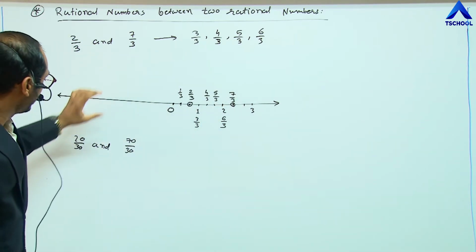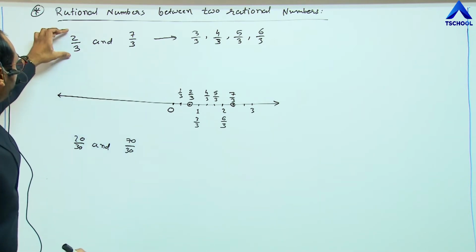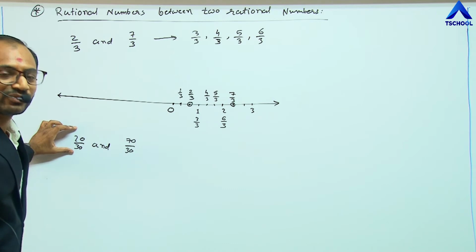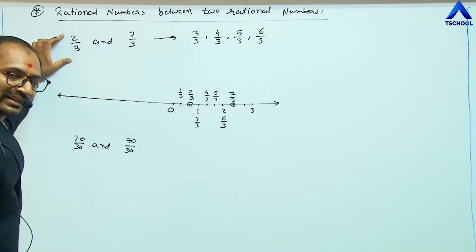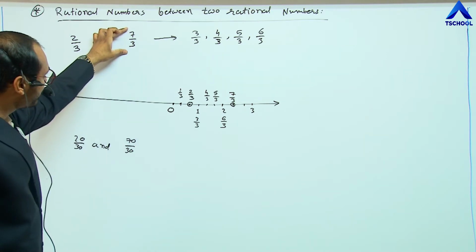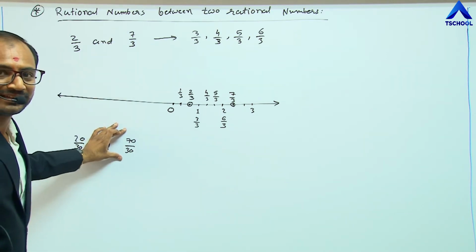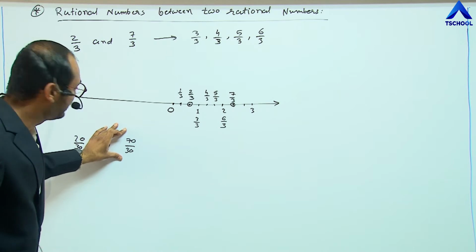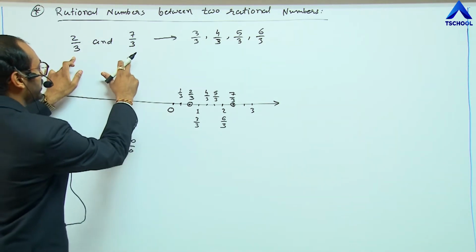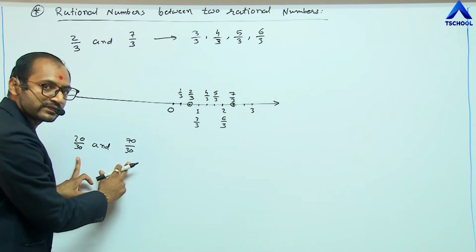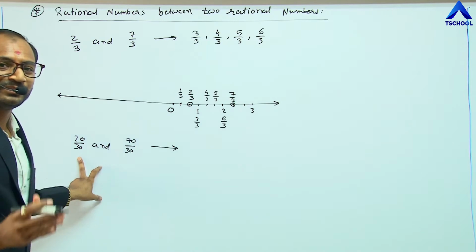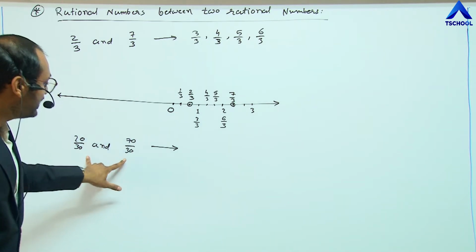But what is the difference between this value and this value? Nothing. 20 upon 30 is the same as 2 by 3. In the same way, there is no difference between 7 upon 3 and 70 upon 30. Is it clear? There is no difference between these two numbers. That means these two numbers are the same as those two numbers. Let me find how many rational numbers are in between these two numbers.